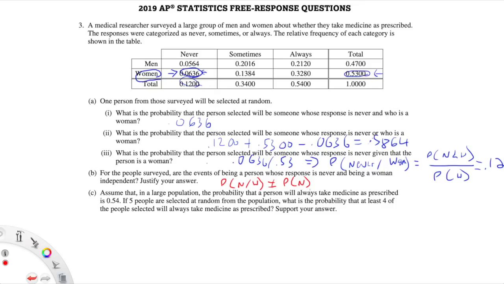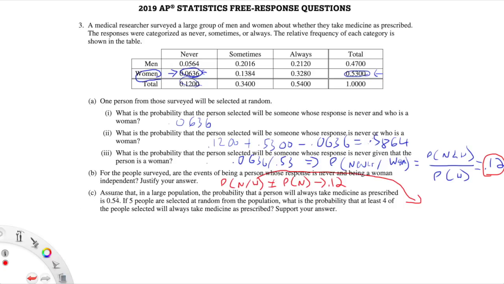So P never is going to be 0.12. We already know that. And then P never, given that it's a woman, is going to be, oh, we already solved it earlier, never mind. So you can see that's 0.12 as well. Wow, they walk us through it, it's so nice of them. So because they are equal, then you know it's independent. Whether you're a woman or not doesn't affect the probability of you being in the never category.